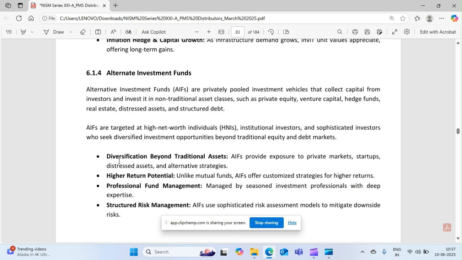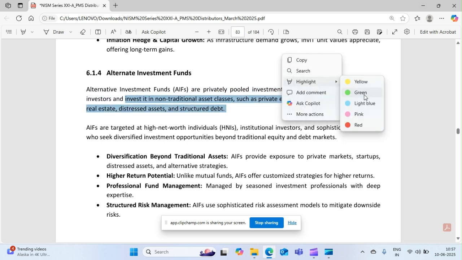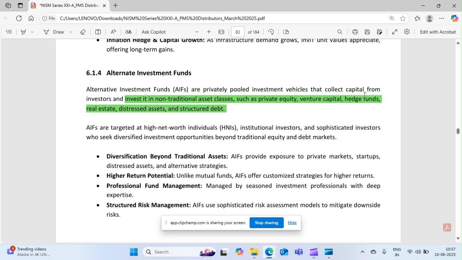Now, the fourth type, which we saw in the beginning, is AIFs, alternative investment funds. The name itself suggests that they don't invest in traditional assets; they invest in non traditional assets. And these are some of the non traditional assets in which these funds are investing: private equity, venture capital, hedge fund, real estate, distressed assets, and structured debt.